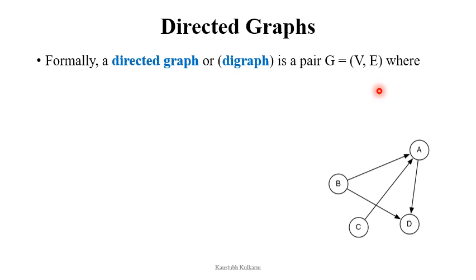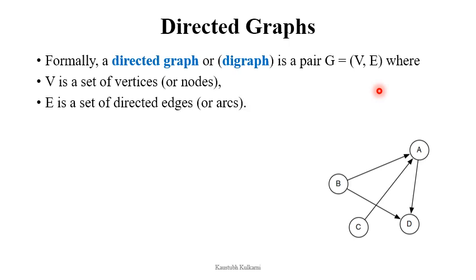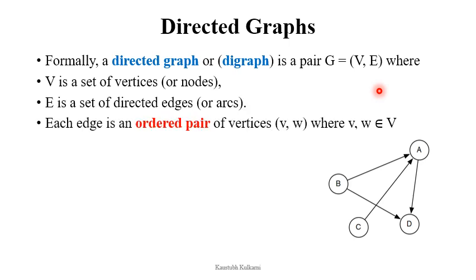Again, G is a pair of V and E. No change there. V is a set of vertices, that is also the same. E is a set of edges, that is also fine. Edges are also called arcs, and vertices are also called nodes. Now, each edge is an ordered pair. An ordered pair with two elements we call a tuple. So it's a tuple with two elements, V and W. It's an ordered pair.